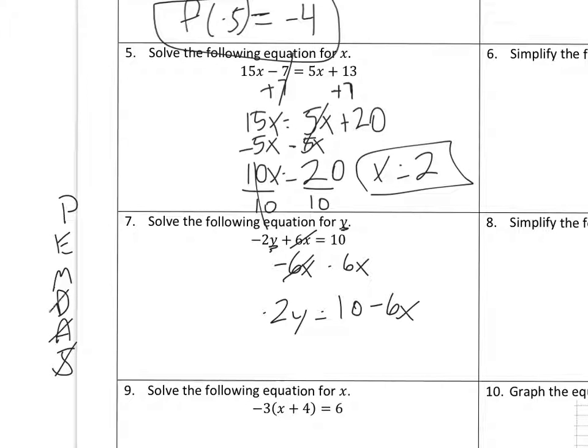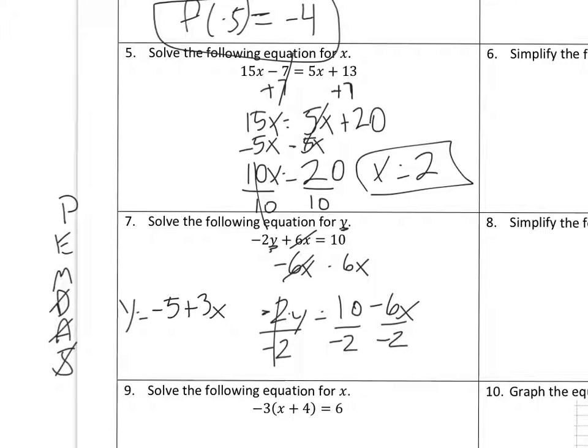Any division? I don't see any division, but I do see multiplication, negative 2 times y. So I'm going to divide every single part of the equation by negative 2. Okay, don't forget that negative symbol. The negative 2's simplify out. So now if we divide by negative 2, we get 10 divided by negative 2 is negative 5, and negative 6 divided by negative 2 is a positive 3x.